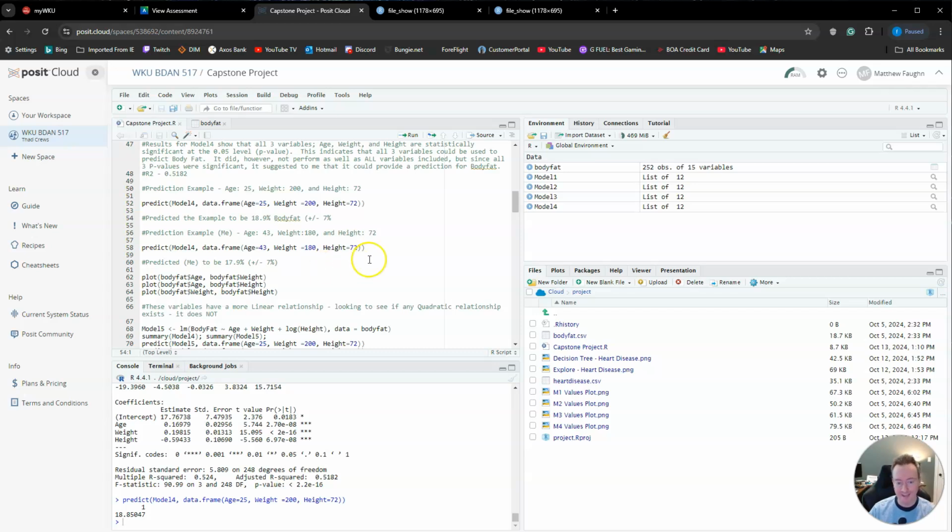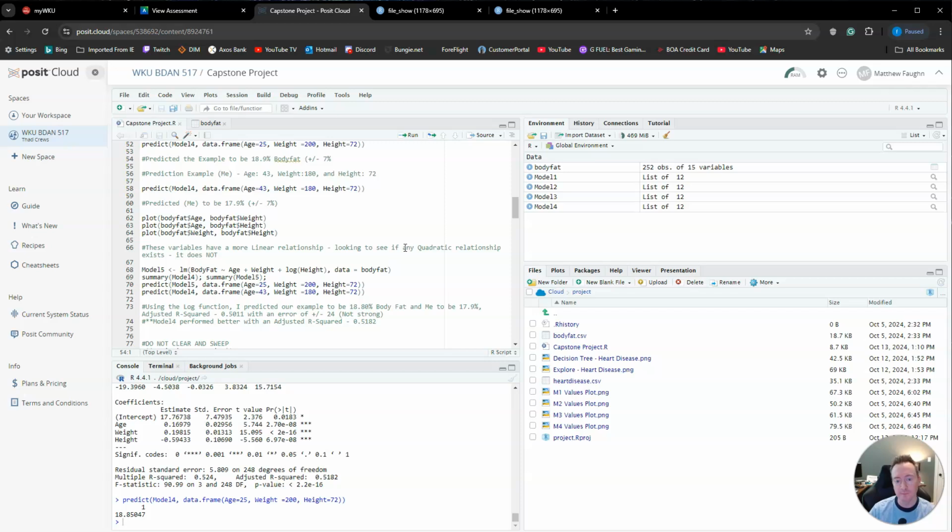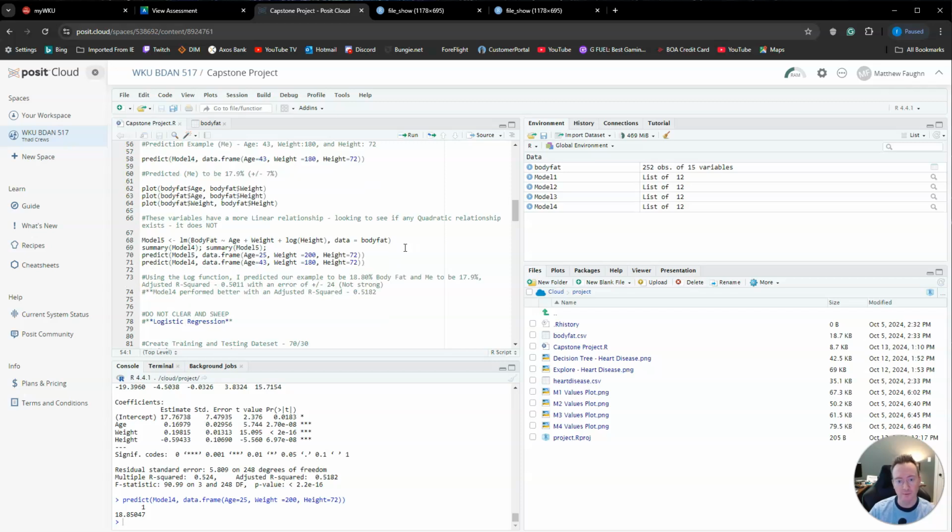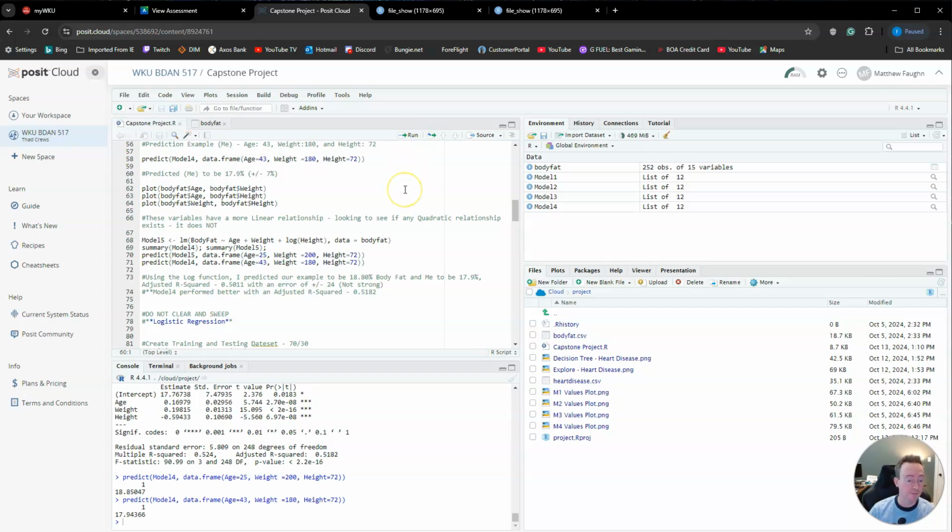So not fantastic. I would like it to be much higher, but for the sake of the model, looking at these different aspects, I think it's pretty interesting. So I thought, well, let's run me through it. I'm 43 years old, about 180 pounds and 72 inches, so 6 foot. Running me through there, it's 17.9%. Again, plus or minus. Hopefully it's a minus, probably a plus. But that was an interesting way to look.